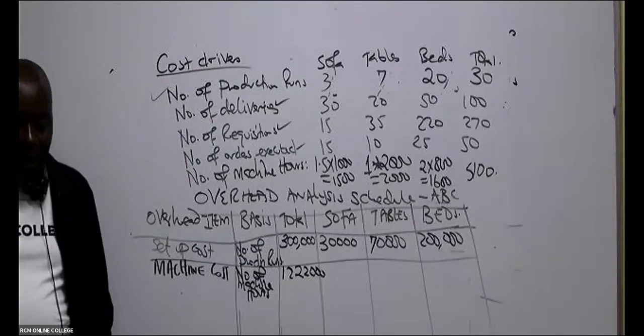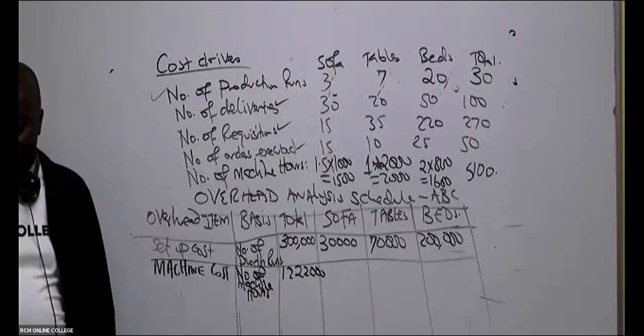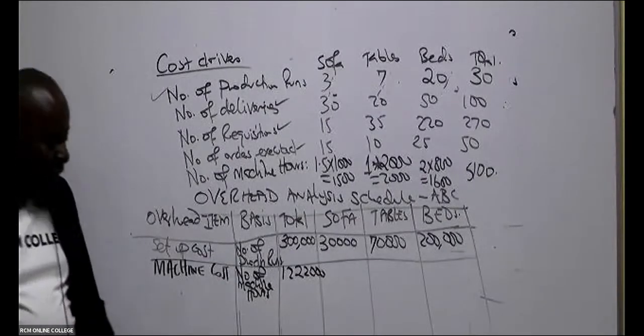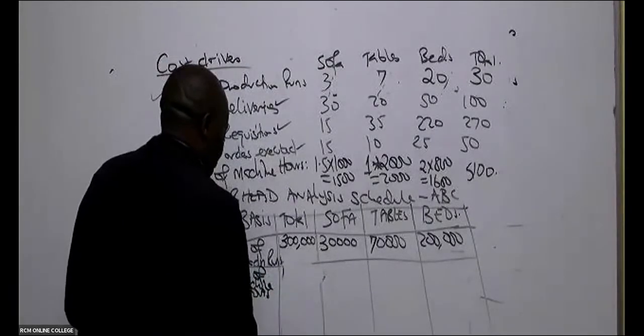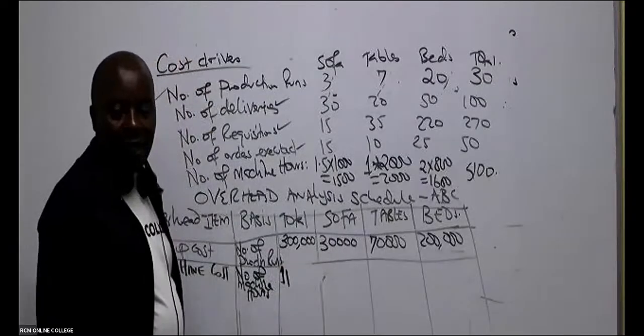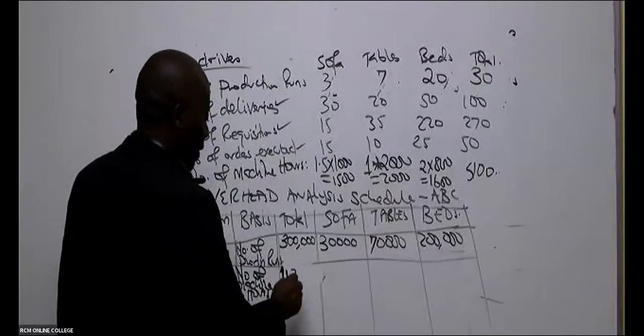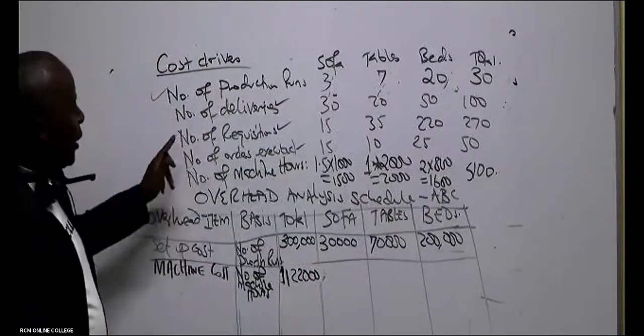Let me give you 1 minute. Tell me whether you're able to apportion. The figure is wrong, huh? It's supposed to be 11. Thank you so much. So the figure is wrong here. So 11,22,000. And we are apportioning these using the machine hours.